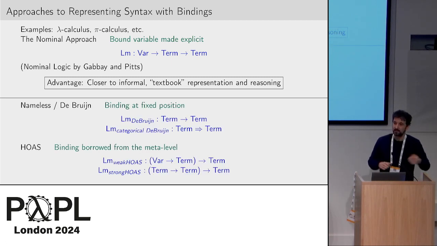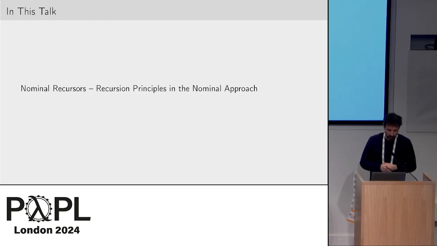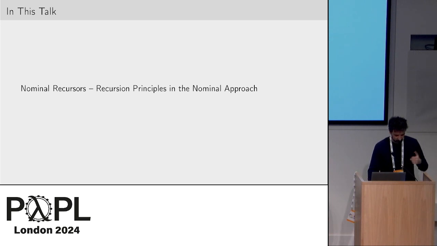But there are other mainstream approaches as well. So just to put them here briefly for comparison, there is the nameless or the de Bruijn approach, where the bound variables do not exist, but a fixed position is being bound. And then we have the higher-order abstract syntax approach that borrows the bindings from the meta level. So the way that these representations proceed actually has deep consequences in terms of the reasoning principles. I'm going to focus, as I said, on nominal recursion principles. Recursion principles for syntax with bindings within the nominal approach.